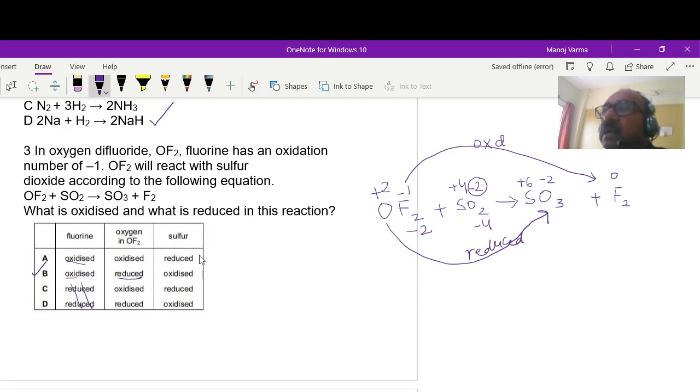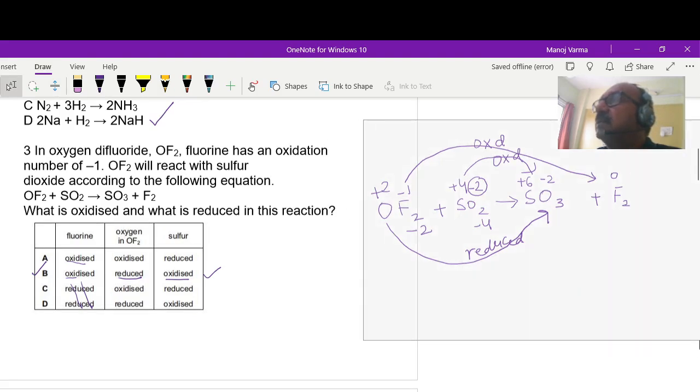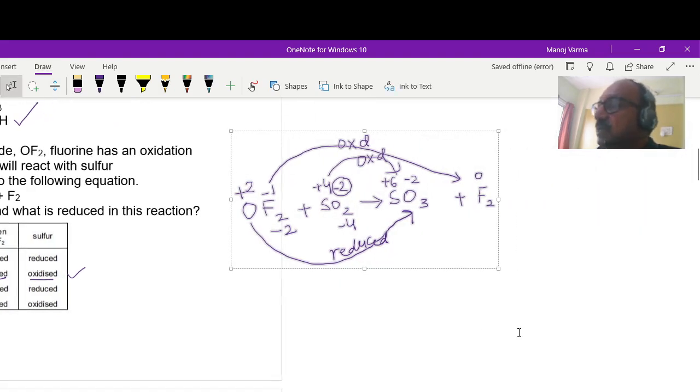Now let's see the last part. Sulfur is oxidized. Sulfur is +4 changing to +6, so it is oxidized. Yes, so B is the correct option for this question. So I hope you are following this. So here you found an unusual case where oxygen in OF2 was in the +2 state, and I've told you that rarely this happens, and oxygen can sometimes have a value of +2, that you already understood.